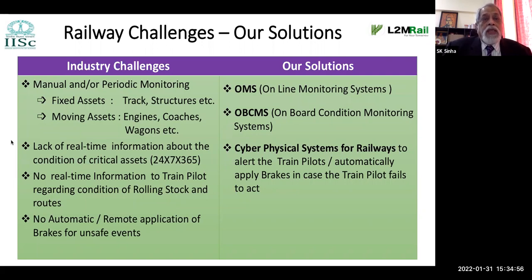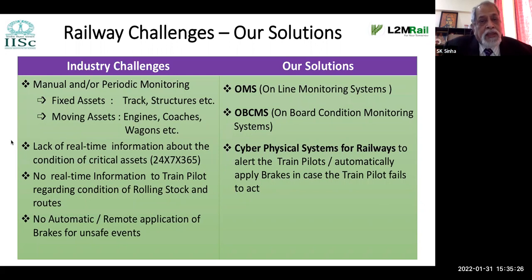Nobody knows. Then moving assets, they have engines, coaches, wagons. These are also monitored only when they complete their journey and come back to the home station, and then they are inspected. In between, while it is running, we have no way. The driver doesn't know if anything wrong is happening somewhere. So there is no information about the critical assets in real time. The train drivers don't know what is happening. They just keep driving.